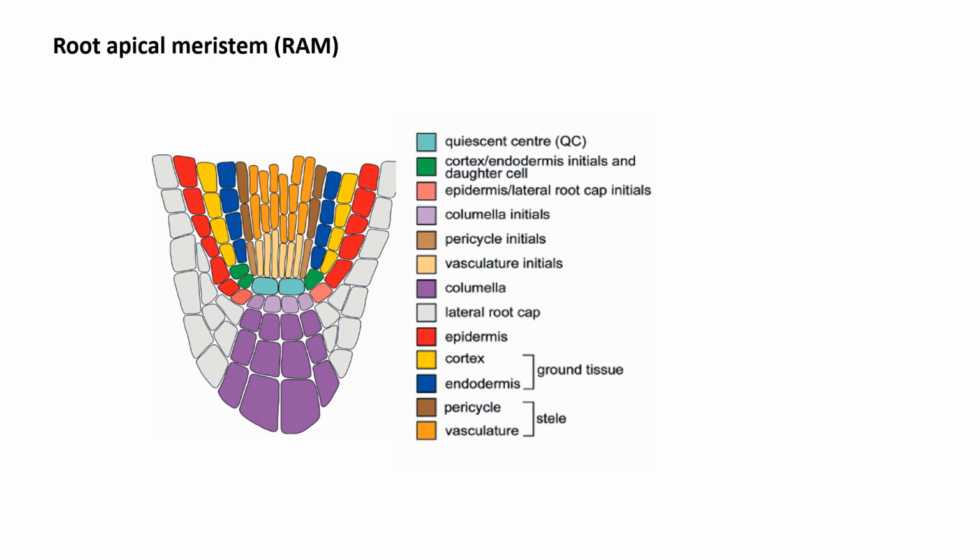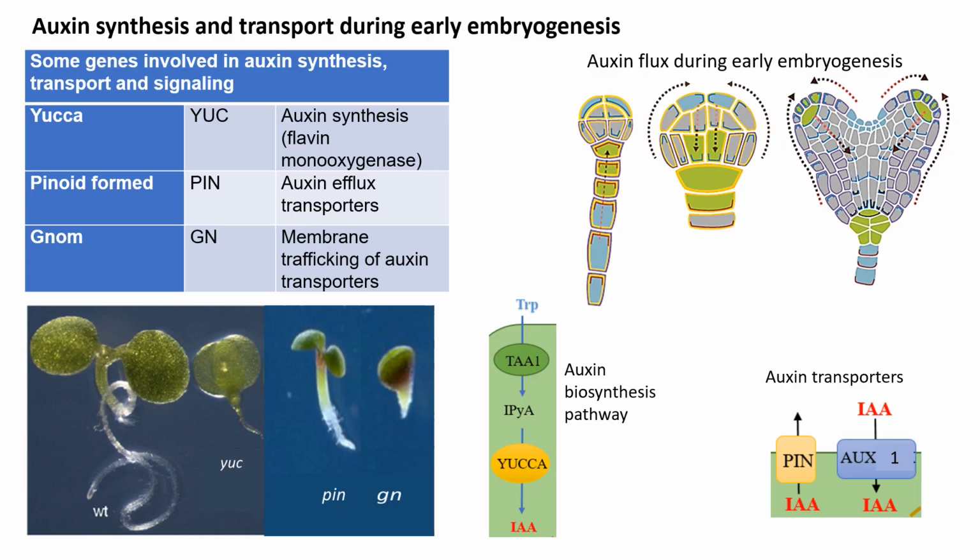So let us see now how this root and shoot meristem organization is regulated at the molecular level. The regulatory processes involved in embryogenesis have been studied using mutants that show defects in early embryo formation. For example, three mutants are shown in the figure to the left, namely the UCA mutants, the PIN mutant, and the NOM mutants. These three mutants have been studied to identify the genes which are mutated in them.